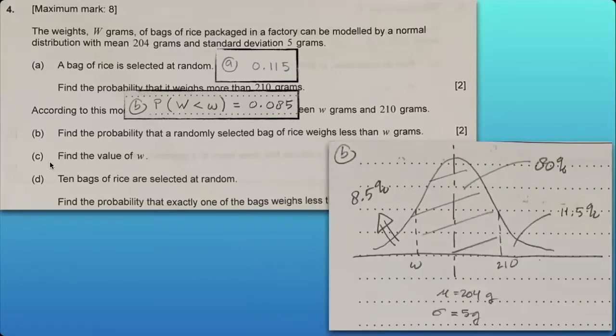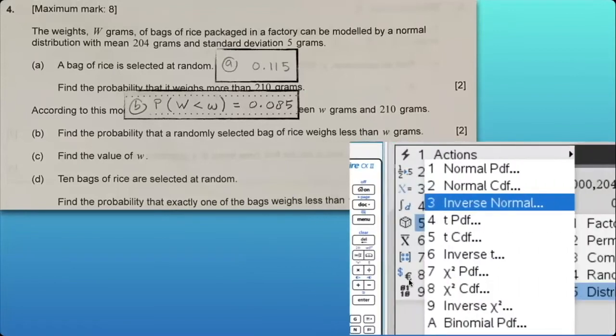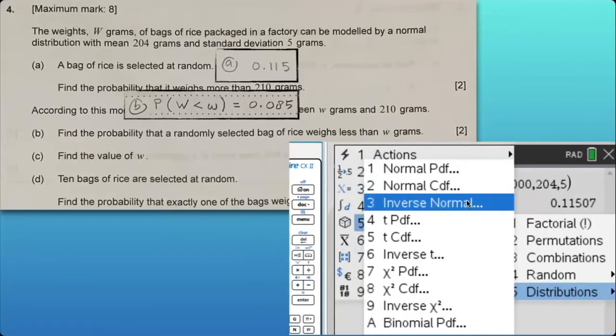Next question, find the value of W, that W there. But this time, we know the probability. The area under the curve is equal to the probability, but we don't know the value, in this case, W. So this time, we are going to use inverse normal.